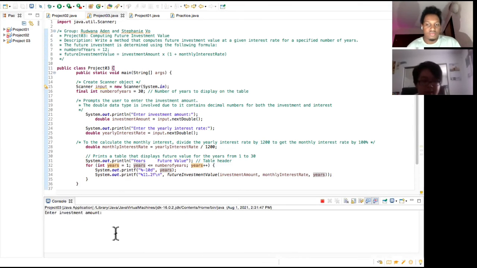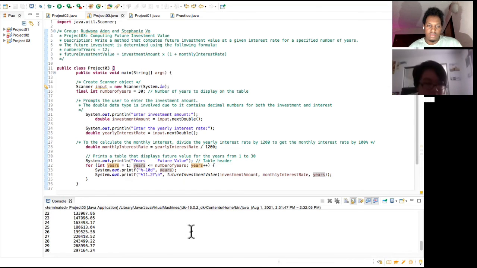All right, let's test this out. The investment amount would be 1980. Then the yearly interest will be 10. Right here we put the investment amount and the yearly or annual interest rate. Then here is how the future investment values will change through time.